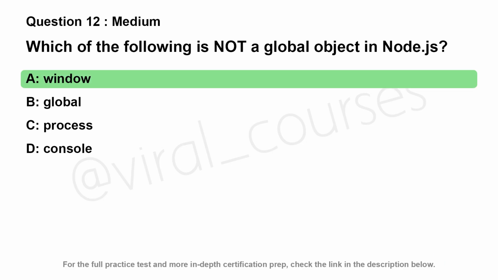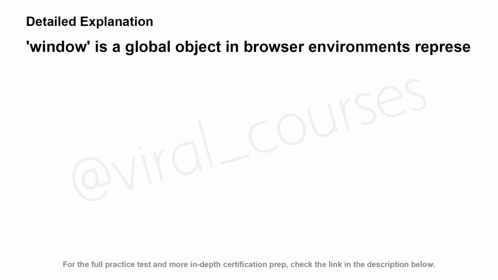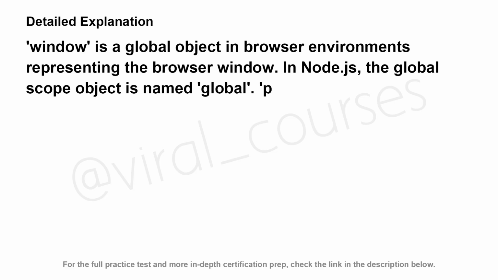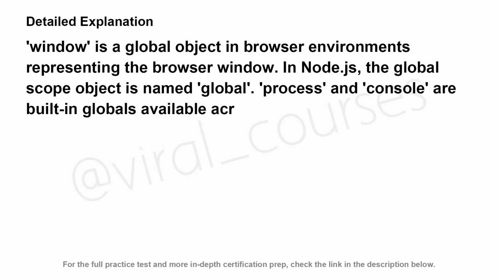The correct answer is A. Window is a global object in browser environments representing the browser window. In Node.js, the global scope object is named global. Process and console are built-in globals available across all modules in Node.js.